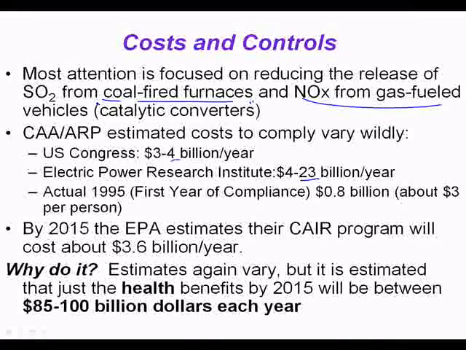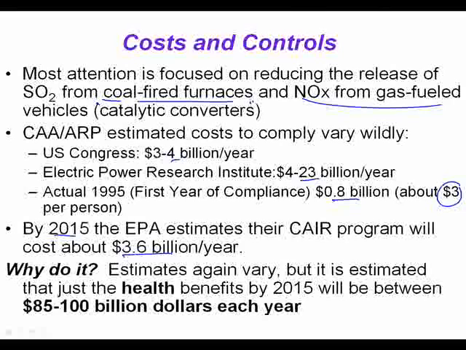That's a big difference. The actual, they've measured it, was about 0.8, and that's only $3 per person. And then when you start putting in your healthcare costs, it is much more benefit than a drain on our society. By 2015, the Environmental Protection Agency estimates that their CARE program, again, good luck, will cost about that much a year. That's a lot. Now, this is just in certain states, remember. It is not nationwide. Why do it?